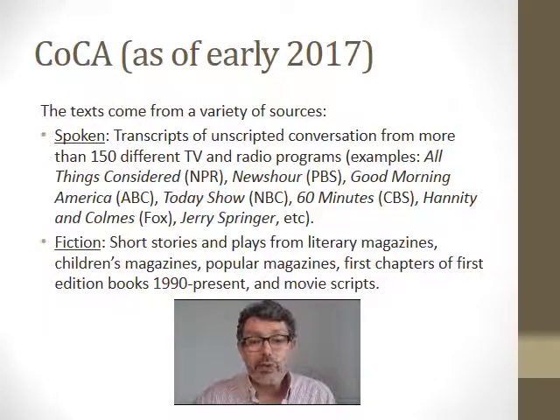The texts in COCA come from a variety of sources. The spoken part of the corpus consists of transcripts of unscripted conversation from more than 150 different TV and radio programs. For example, All Things Considered, NewsHour, Good Morning America, The Today Show, 60 Minutes, Hannity and Colmes, and Jerry Springer, and so on. Now we must note here that all the spoken data in COCA is from unscripted media broadcasts, which is very different from other online corpora like BNC or even Scots.